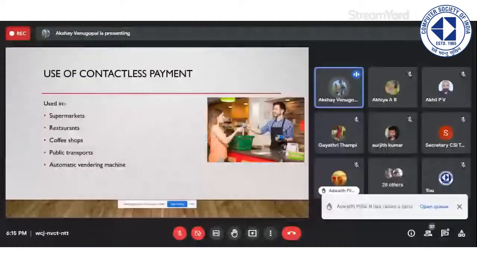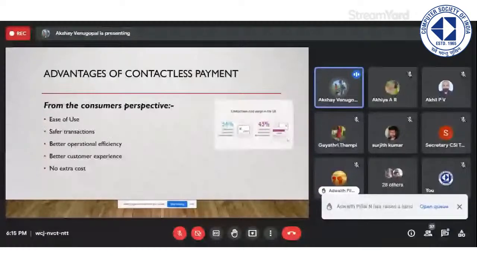Next comes advantages of contactless payment. From the perspective, we can have a wide variety of advantages across the contactless payment. First one is ease of use. Quicker transactions and shorter queues at the checkout are the most significant advantages of the contactless payment.